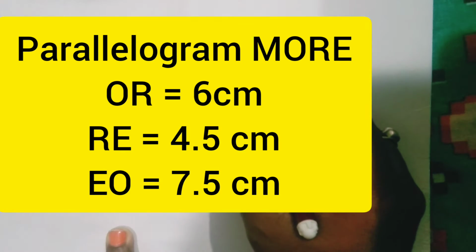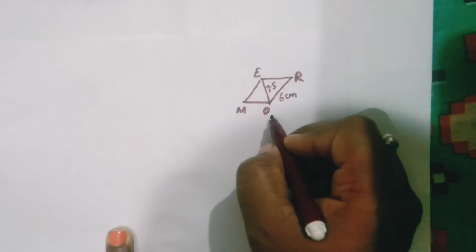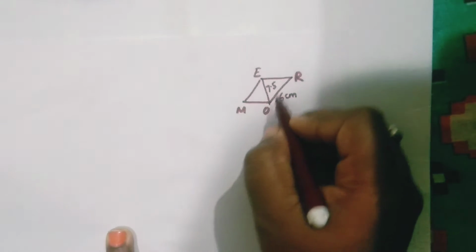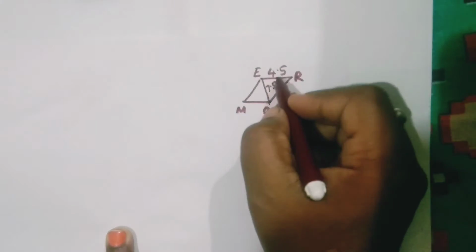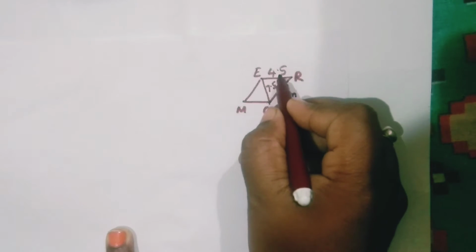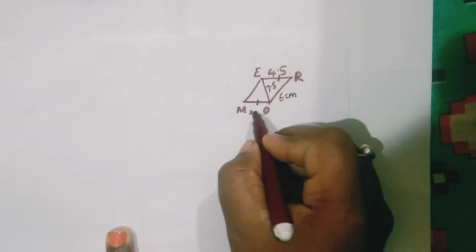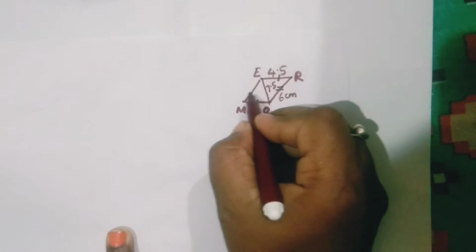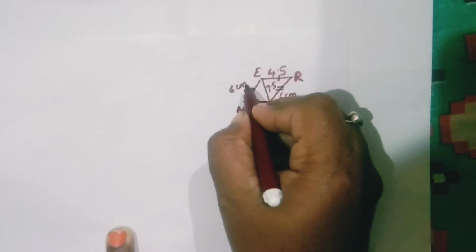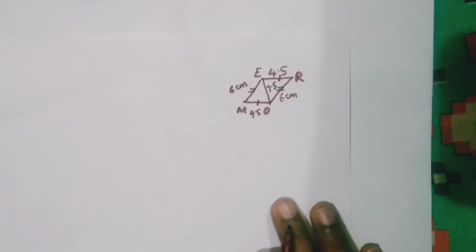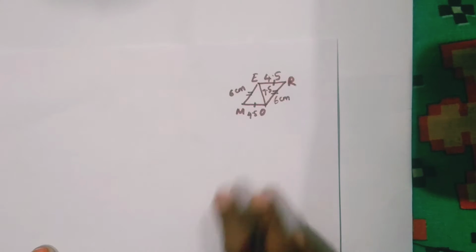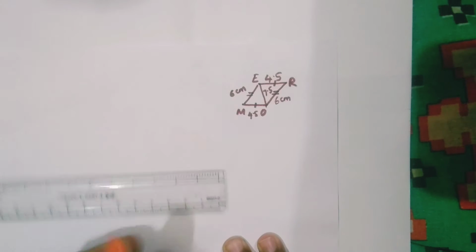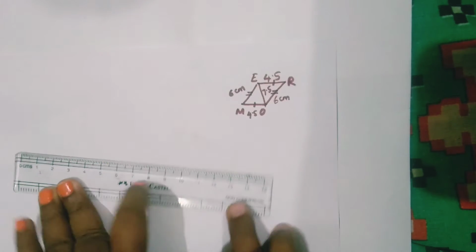So now when you see, the diagonal is dividing the parallelogram into two triangles. So you know opposite sides are equal in a parallelogram. So if you know one side is 4.5, the opposite side is also going to be 4.5. The same way, if one side is 6 cm, the other side is also 6 cm. And now diagonal is equal to 7.5 cm. So now we got an idea of how we need to construct. So first we are going to construct one triangle, keeping the diagonal as the base.